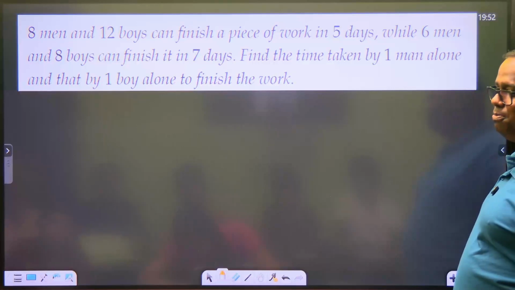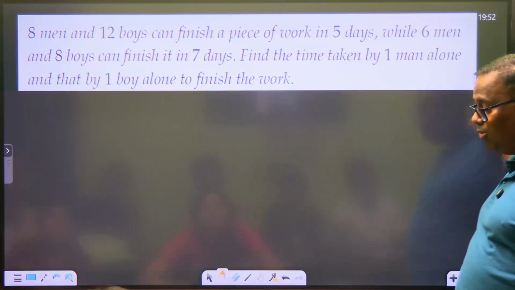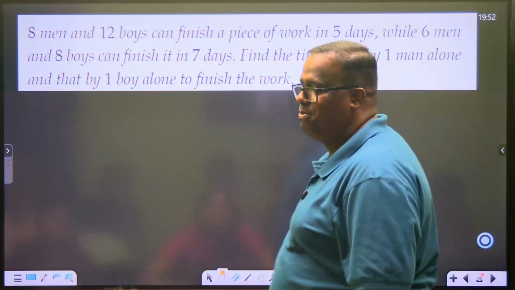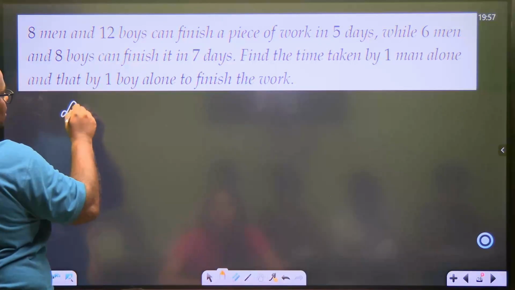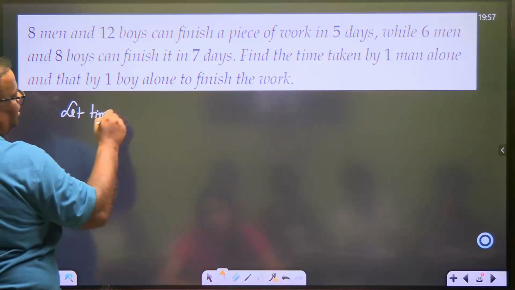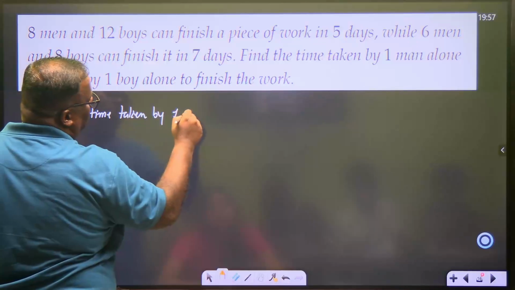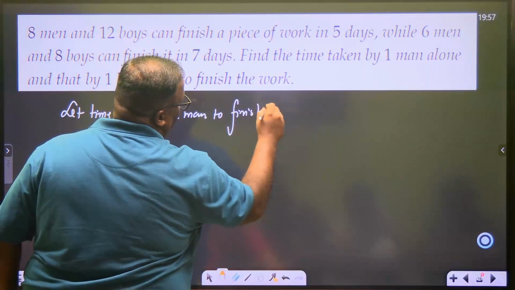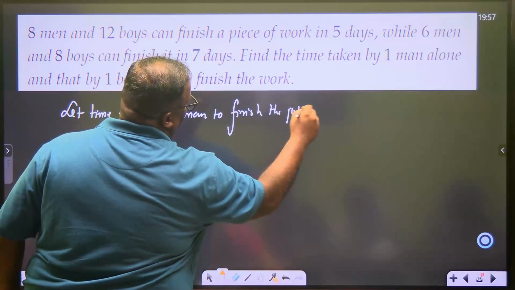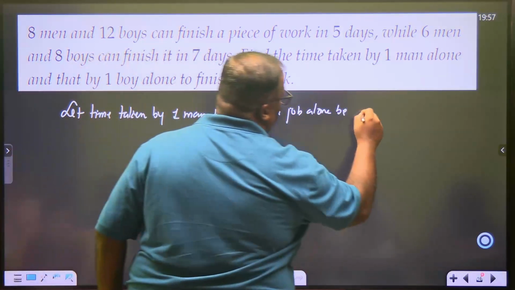ये problems कैसे proceed करते हैं? Now that I understood, but how do we proceed? What is the trick to proceed these problems? Let's do it. Let the time taken by one man to finish the job alone be how much? X days.